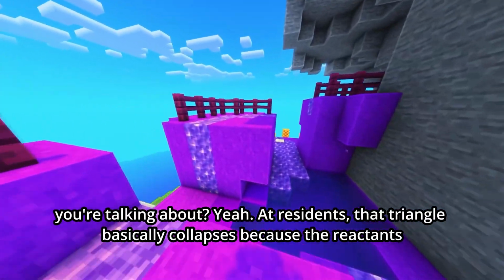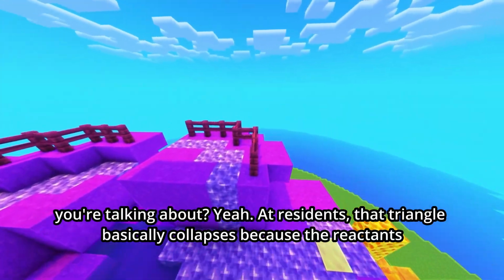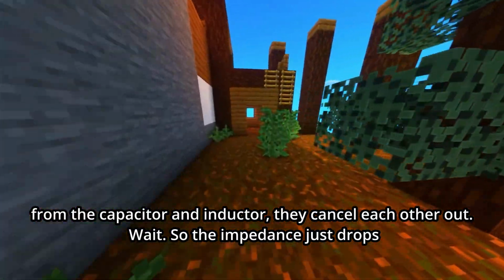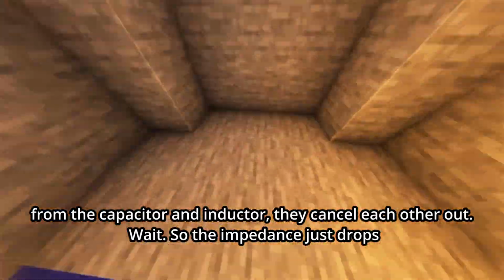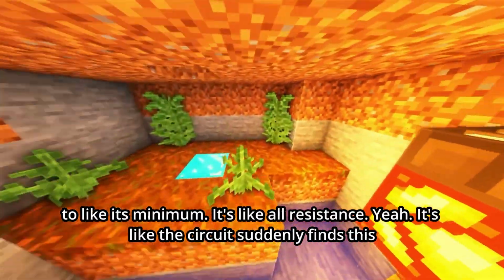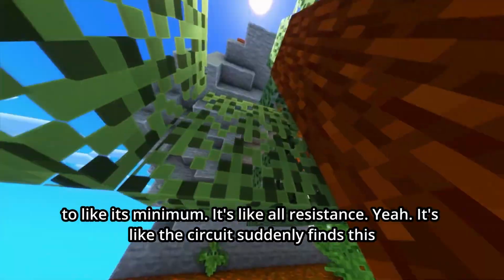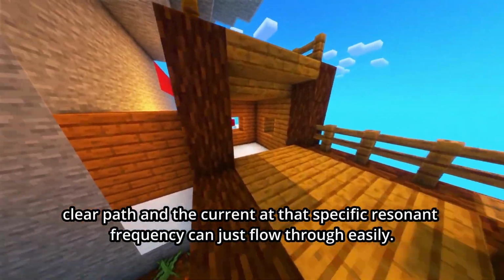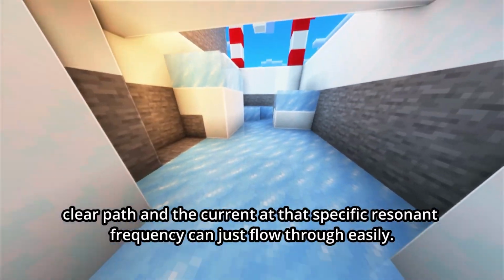Remember that right triangle we were talking about? Yeah. At resonance, that triangle basically collapses because the reactance from the capacitor and inductor cancel each other out. Wait, so the impedance just drops to its minimum? It's like all resistance. Yeah, it's like the circuit suddenly finds this clear path, and the current at that specific resonant frequency can just flow through easily.